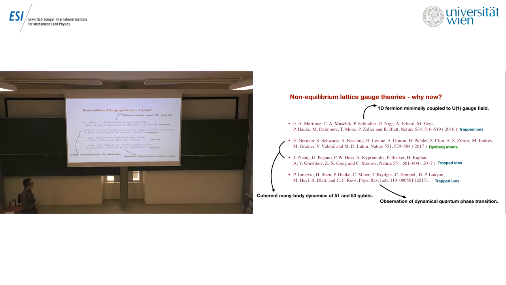And the second and third papers are an exciting development, where people are now trying to study coherent quantum many-body dynamics in 51 or 53 qubits. And the last is a phenomenon called the dynamical quantum phase transition, which is observed, also I believe in Innsbruck, in trapped ion physics.